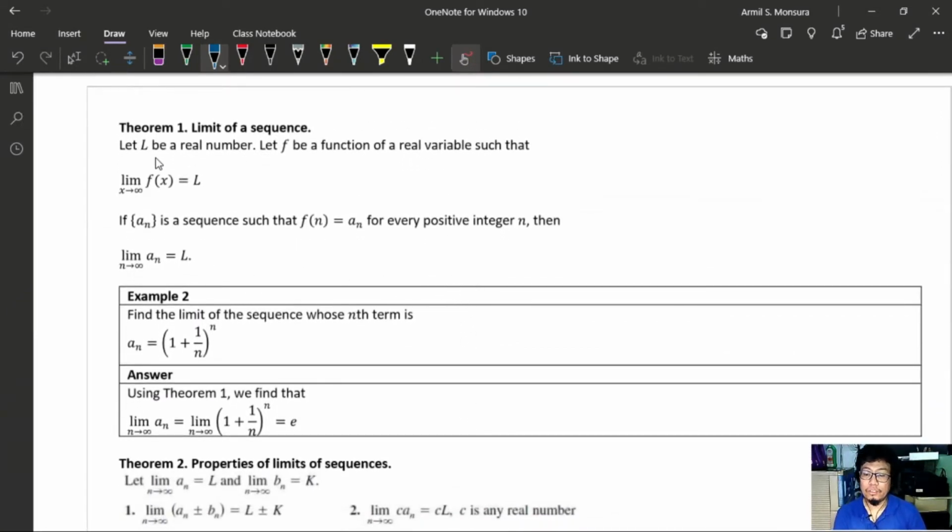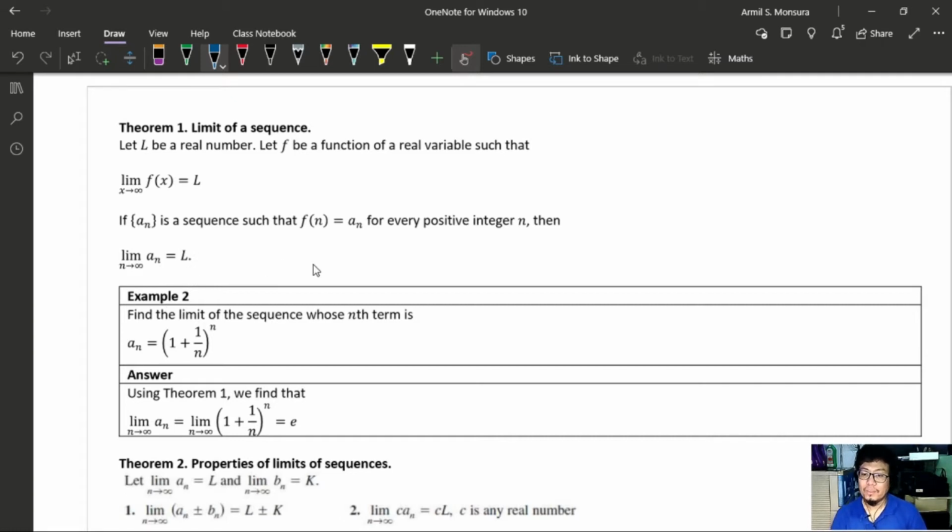We read Theorem 1 as follows: let L be a real number and let f be a function of a real number such that the limit of f of x as x approaches infinity equals L. If a sub n is a sequence such that f of n equals a sub n for every positive integer n, then the limit of a sub n as n approaches infinity equals L.